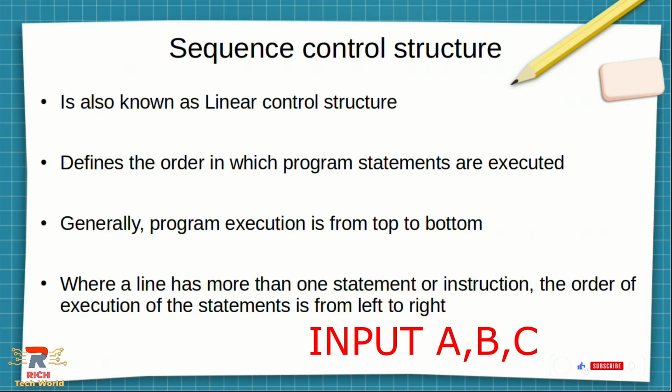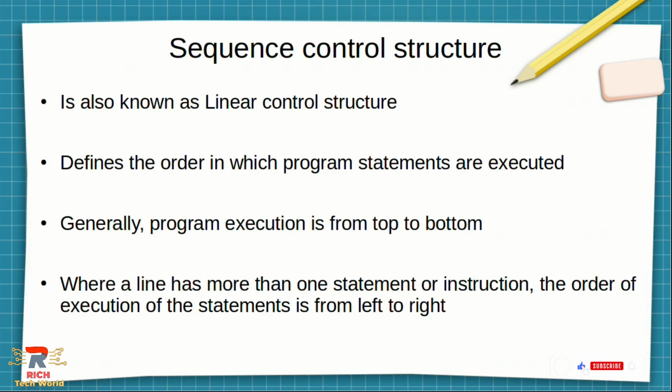Basically these are the two main things you need to know about the sequence control structures. One is that the code runs from the top to the bottom, and the other is that in situations where you have several statements or commands on one line, the code is executed from the left to the right. So please take note of that.